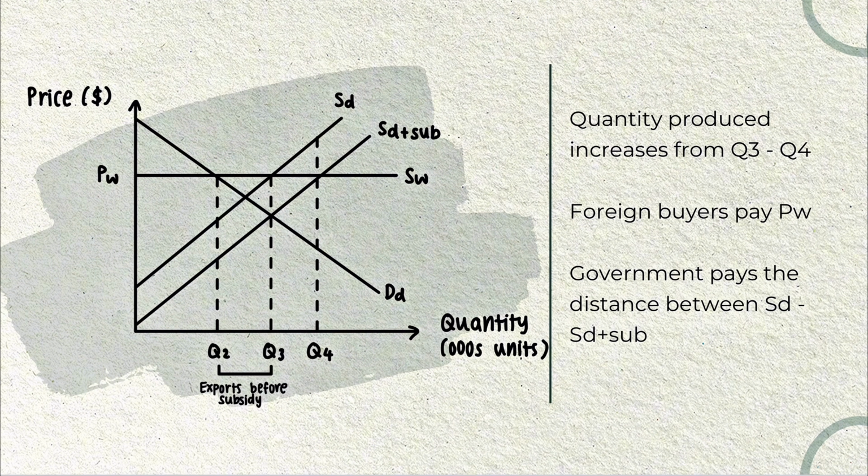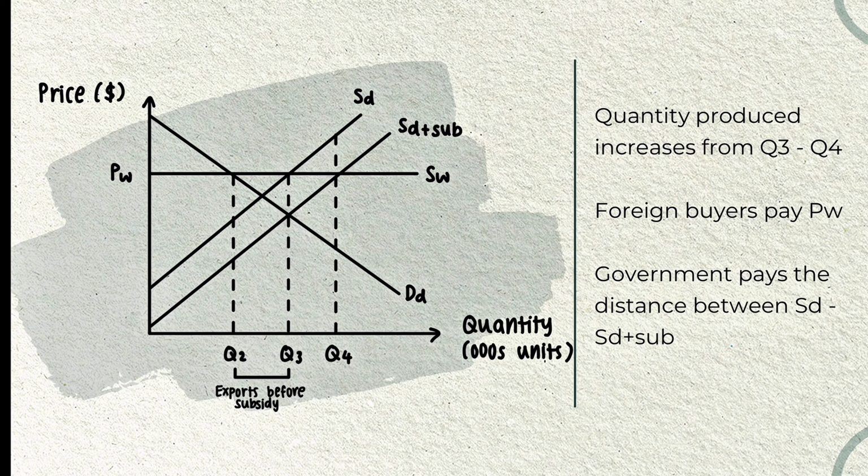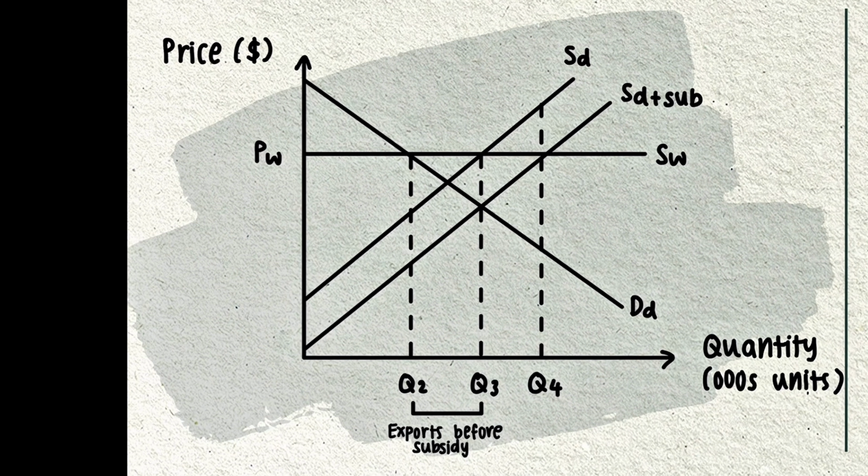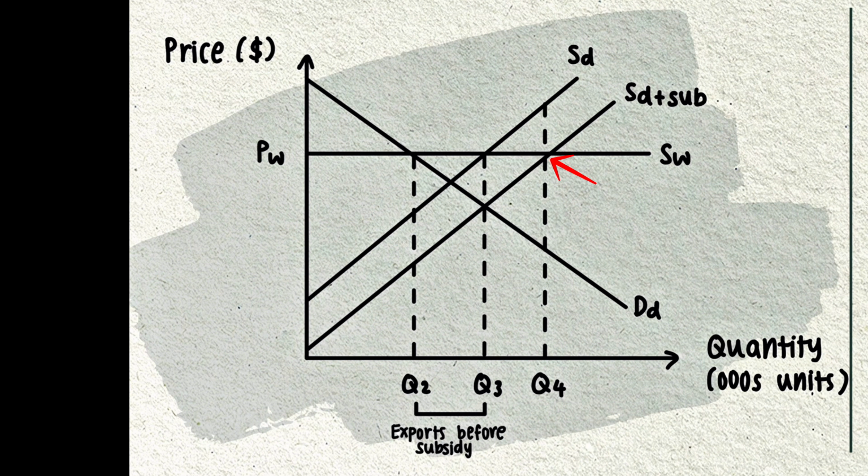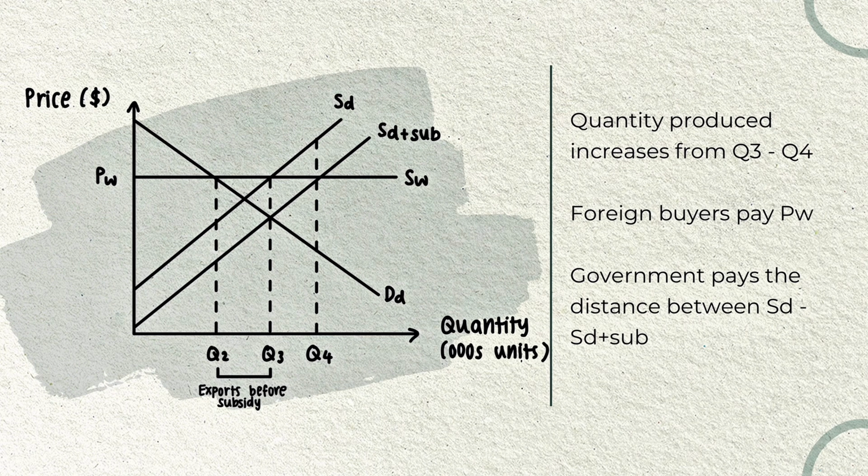As the government is subsidizing for every unit made, foreign buyers of the products will be paying at price PW. This is due to the government paying the distance between SD and SD plus sub, which can be located here. A simple example would be you exporting some products for $800 to a foreign buyer. This is PW. But then the government gives you $200 as a subsidy. This is the distance between SD and SD plus sub.